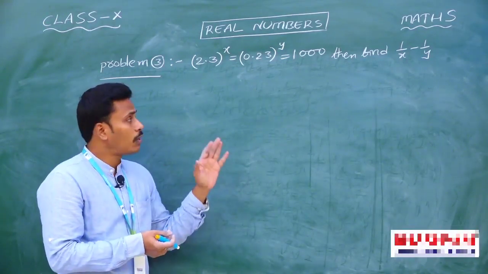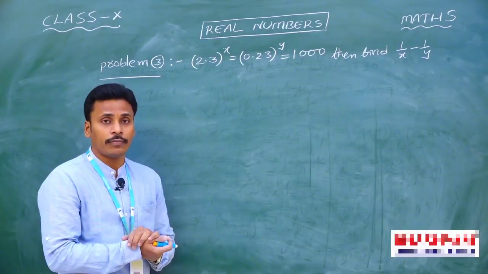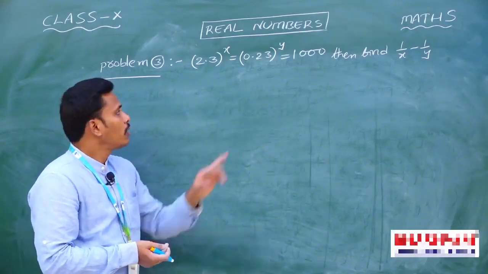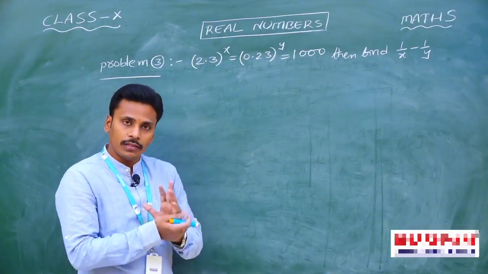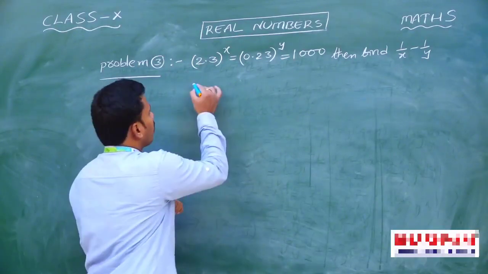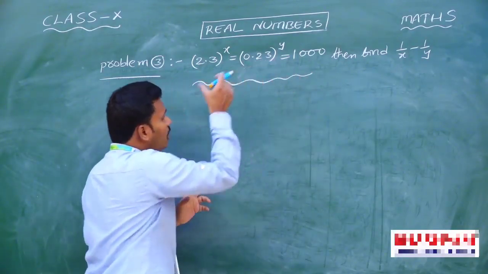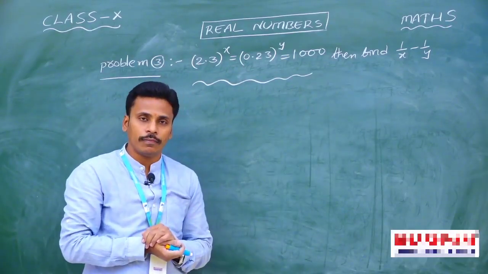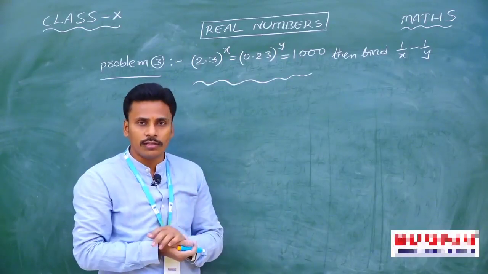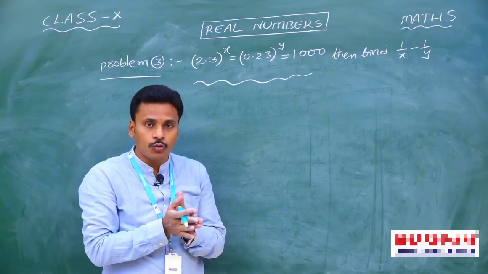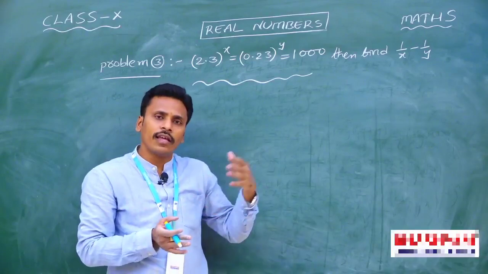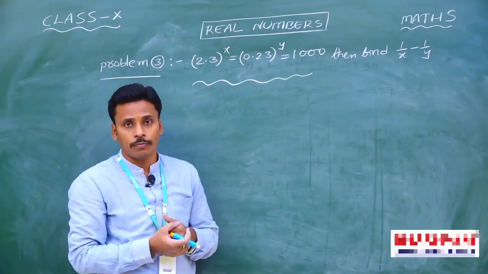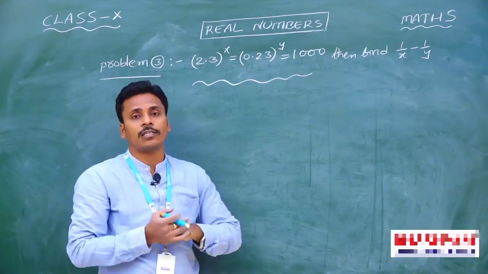This problem is somewhat important for your examinations also. Look there: 2.3 power x is equal to 0.23 power y is equal to 1000. This is the given statement. Using this given idea, we need to find the value of 1 by x minus 1 by y. There are many ways to solve this, and there is another way to solve this problem with the support of exponents also, but here we need to utilize the concept of logarithms.